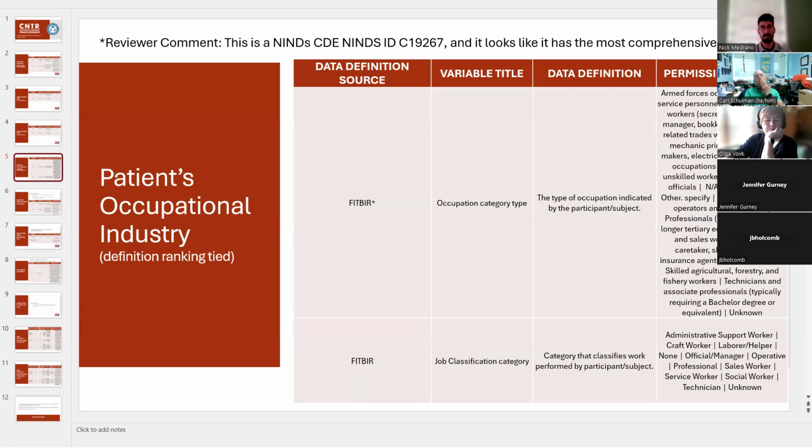So if you're in Texas, you need to have oil field worker on here. Is that a laborer? I don't know what a craft worker is. I do know what a social worker is. But social worker is like one person, right? I don't know.